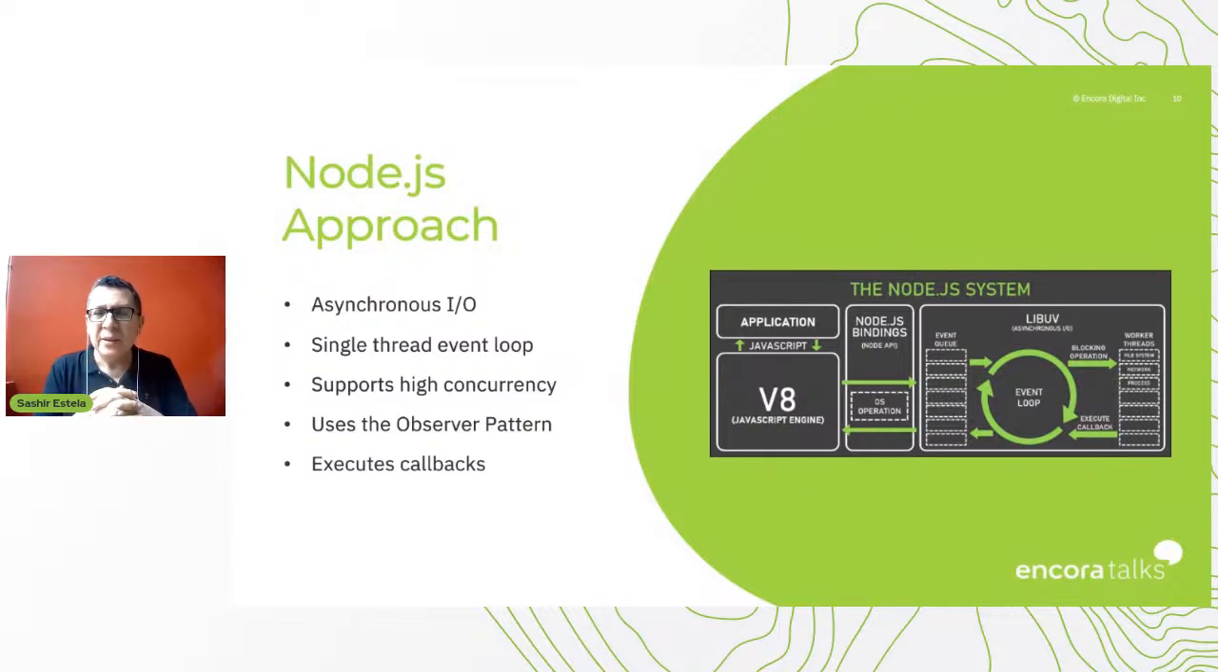Node.js was the first product handling that kind of amount of requests. It was supporting high concurrency. It was using the observer pattern. Finally, when the request was completed in the worker threads, they could execute the callbacks in order to complete the functionality. Node.js was considered the first system handling reactive programming.